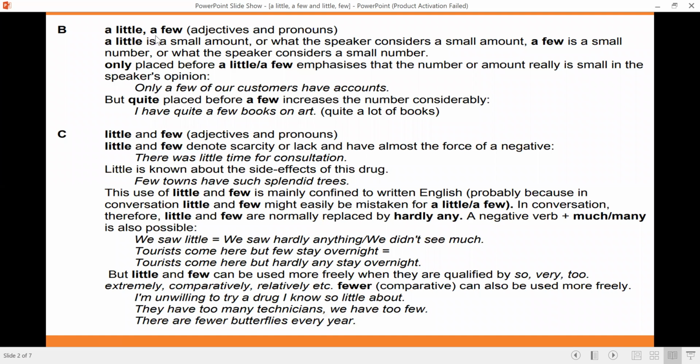Use number B, a little and a few. They can be adjectives and they can be pronouns as well. They will be adjectives when they qualify a noun or pronoun, all right? And they will be pronouns when they are used instead of nouns. A little is a small amount or what the speaker considers a small amount, whereas a few is a small number or what the speaker considers a small number. All right. There is a difference between amount and number.